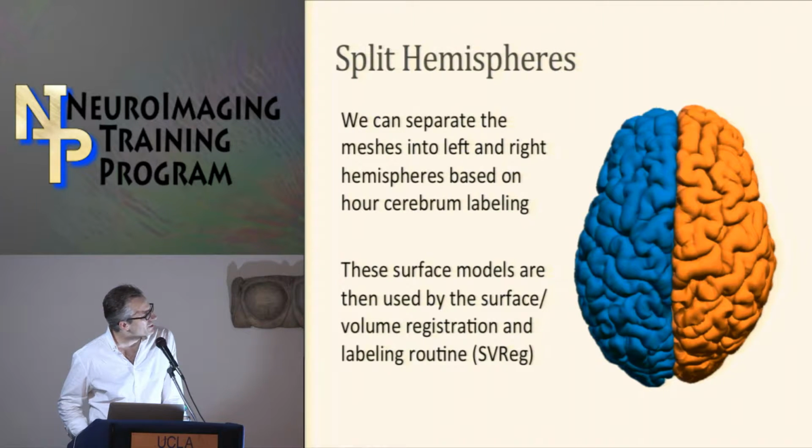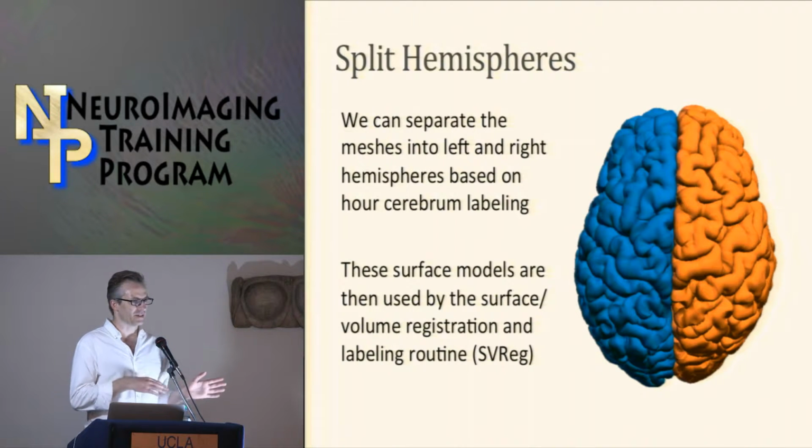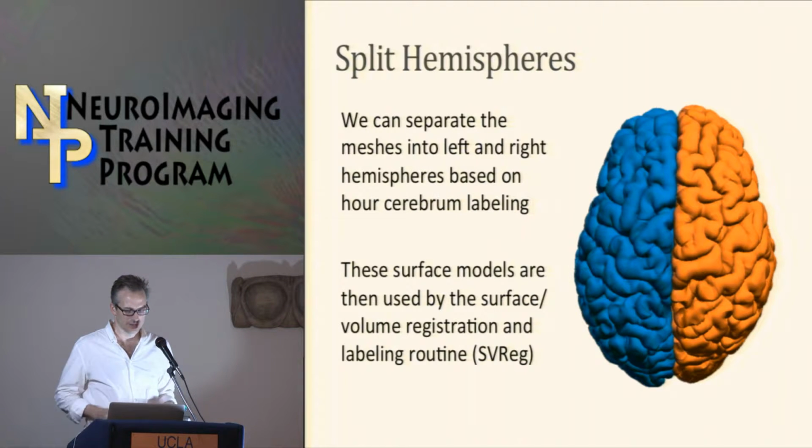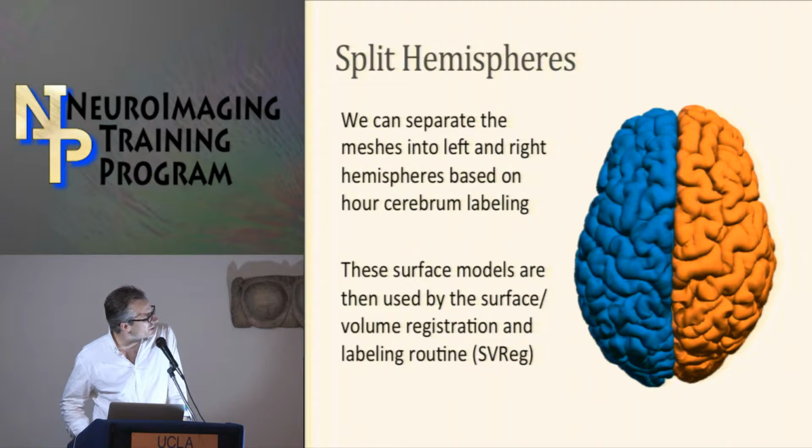The final thing that we do is that we split the hemispheres in half, which is fairly easy for us because we already had the step where we registered our crude atlas to the cerebrum, and that had left and right separated. So we apply that to the surface mesh that we've generated, for both the inner and the outer ones. Now we can look at the left and right hemispheres separately, and we'll apply these in the registration step.